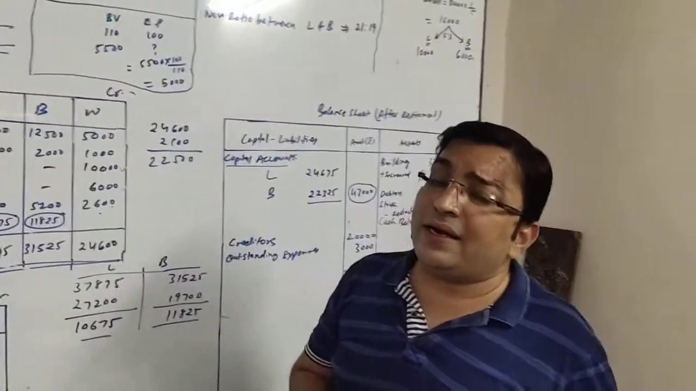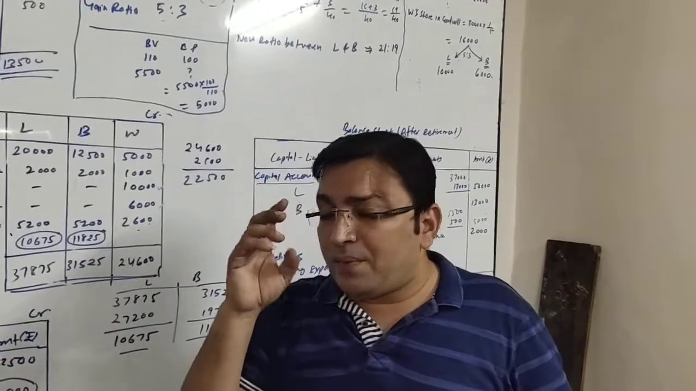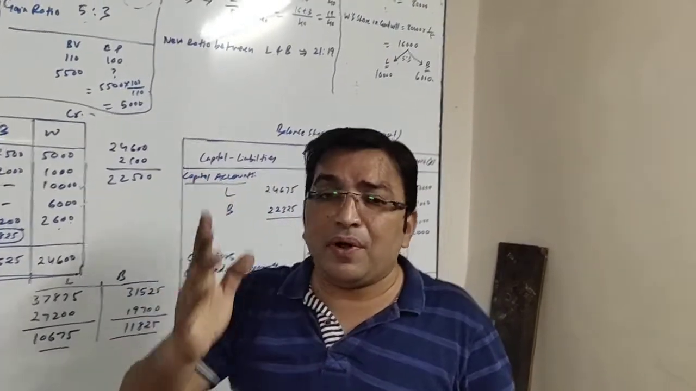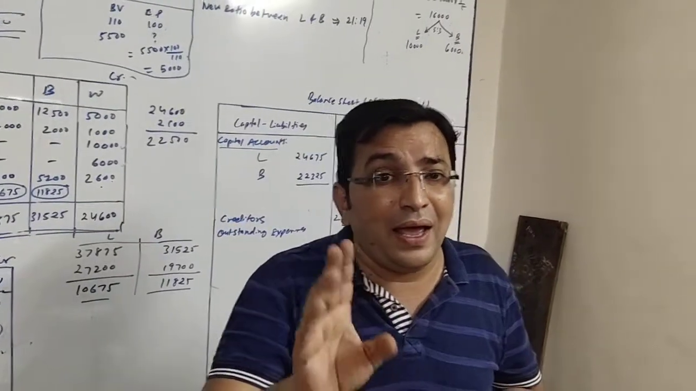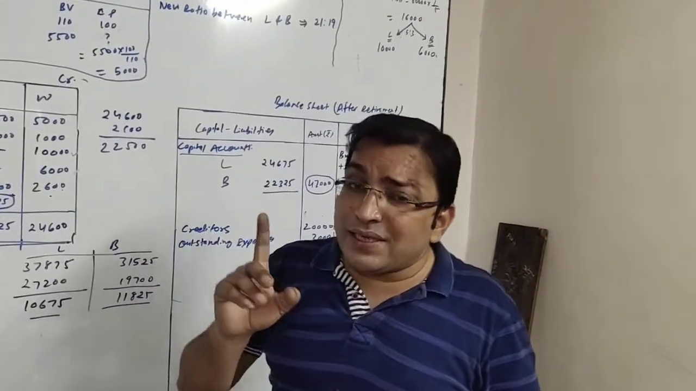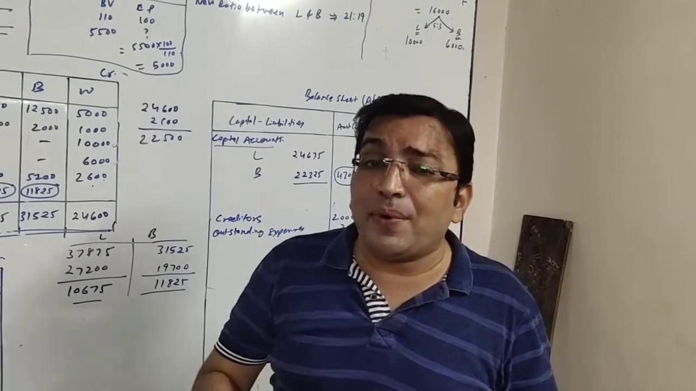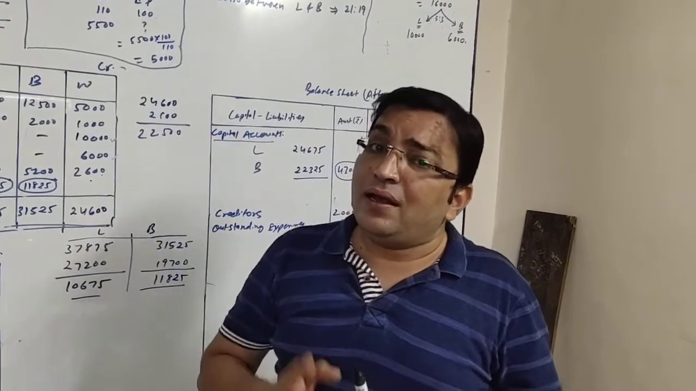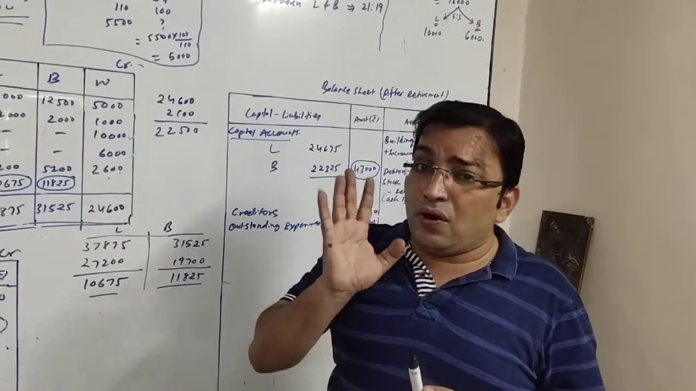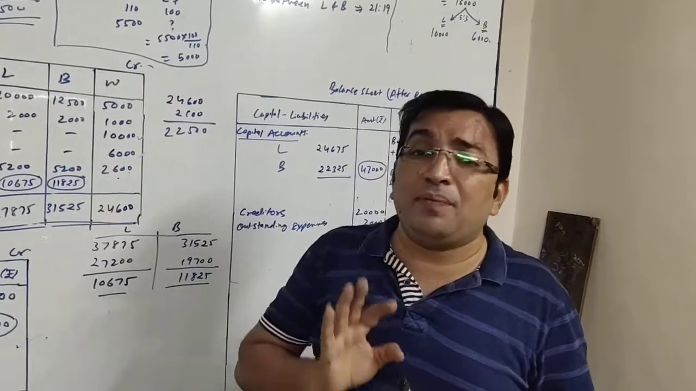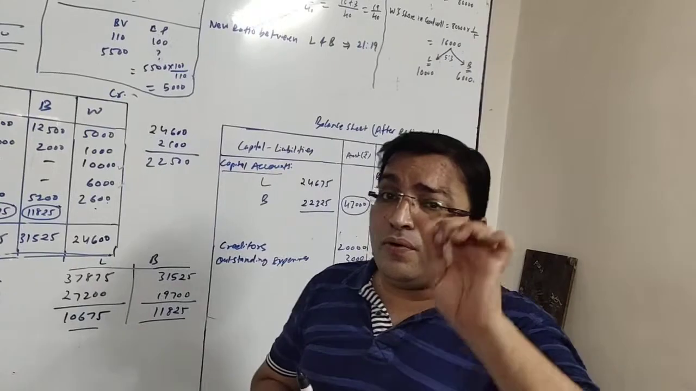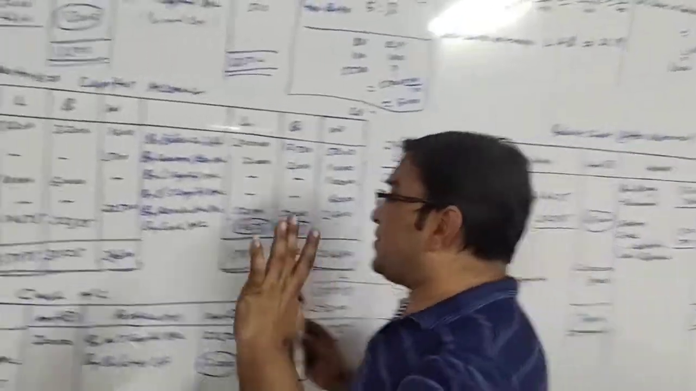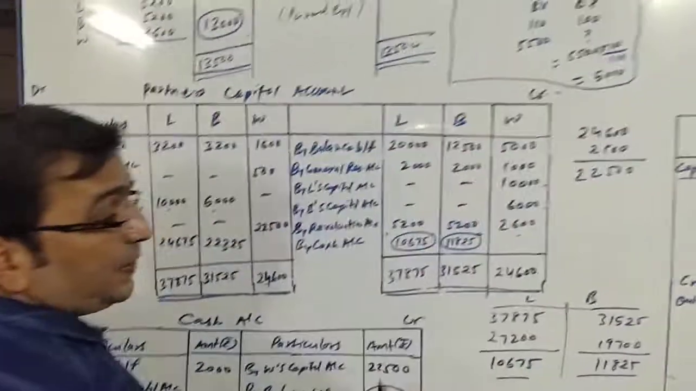Now it is said that the total amount payable to W will be paid in cash, and the same amount will be brought by L and B in such a manner that their capital may remain in the firm in the new ratio. So it's a long statement. First of all, we will concentrate that the amount payable to W is in cash. So first of all, we will be closing W's capital account.